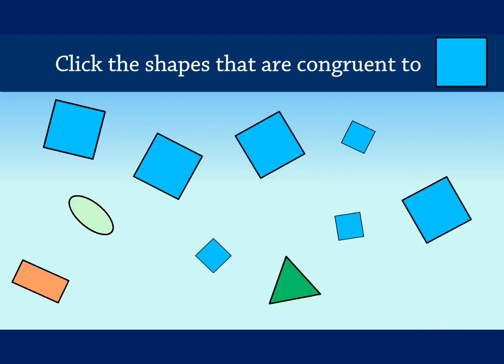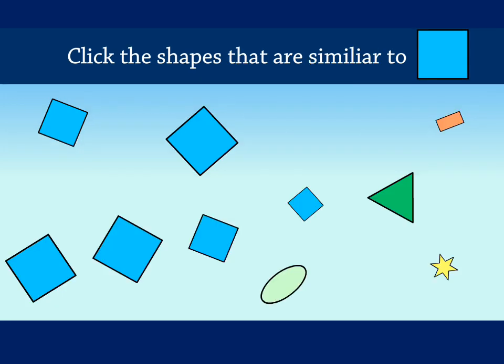Next one. Pick the shapes that are congruent to the blue square in the box at the top. Are you ready? Did you pick those 4? Next, you're looking for the ones that are similar to that blue square. Ready? Did you pick those 6?